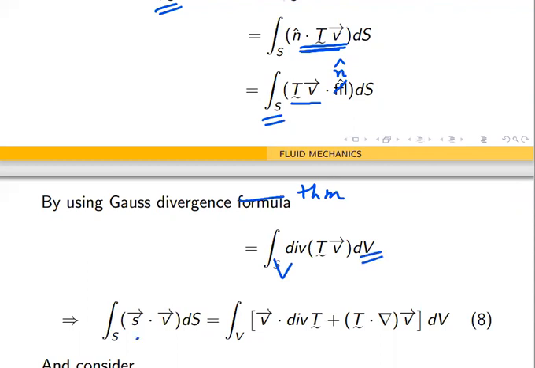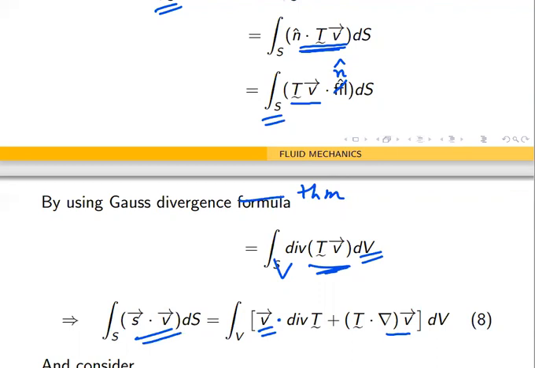So what was our LHS? I have the divergence of TV. Now using the identity, V outside dot div T plus T dot gradient V, splitting this, we get equation 8. So this is one of the surface integrals on the RHS.